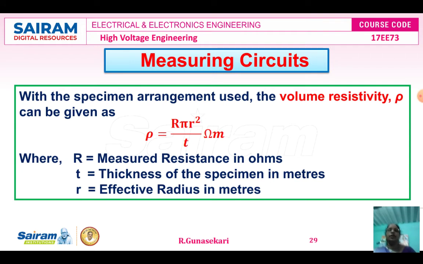By using these types of measuring circuits and the specimen arrangement, we measure the volume resistivity rho by using the formula rho equal to capital R pi r squared divided by T. The unit is ohm meter. In the formula, rho represents the volume resistivity, R represents the measured resistance in ohms, T is the thickness of the specimen in meter, small r is the effective radius in meter.